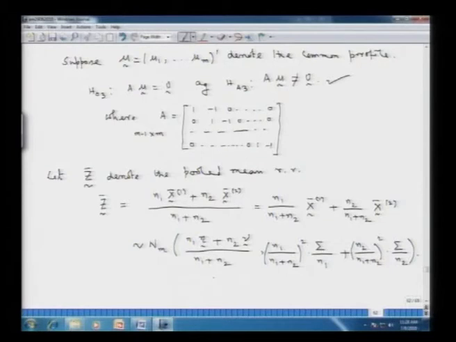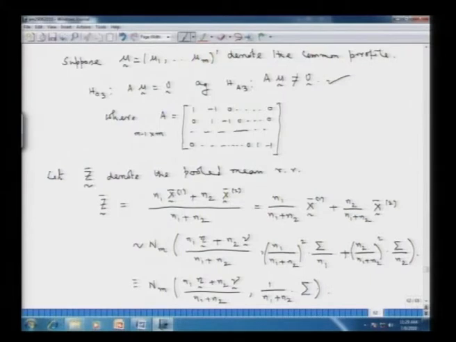Now, some simplification can be done on this particular term. What we see here is that one n1 gets cancelled out with this one and one n2 gets cancelled out with this one. So if we take sigma outside, we will have an n1 plus n2 in the numerator and n1 plus n2 whole square in the denominator. So this leads us to 1 upon n1 plus n2, one of them cancels out, multiplied by sigma.